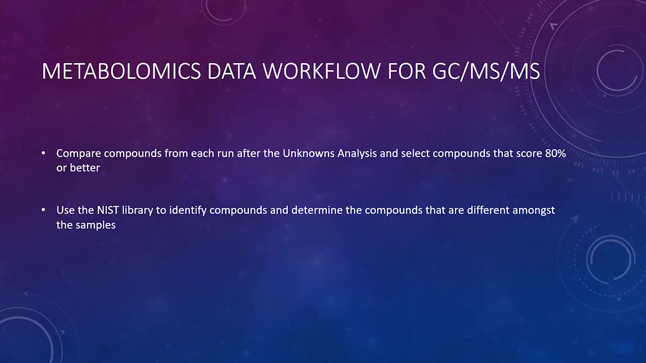So the data workflow for GC-MS is we run the unknowns analysis, and then we select compounds in there that score 80% or better. Now, what we do then is use the NIST library, which shows the spectra of the compounds that we chose, and we can determine by that library the differences amongst the samples. So say you had samples from 5 different countries and they were rice. We can look at this list of compounds from the unknowns analysis and the NIST library, and we can figure out the differences of the compounds amongst the 5 countries.